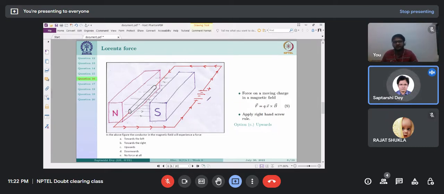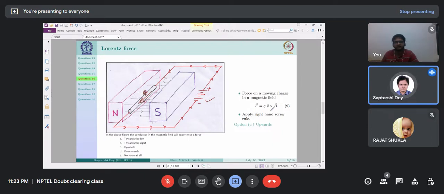Now here we can see that there is one EMF source, a voltage source, which is driving a current through this conductor, and the conductor is placed in this magnetic field B. So the current flowing in this conductor is like this. Let us assume a positively charged particle in this conductor at this place. Since the current is in this direction, the positively charged particle is moving in this direction.